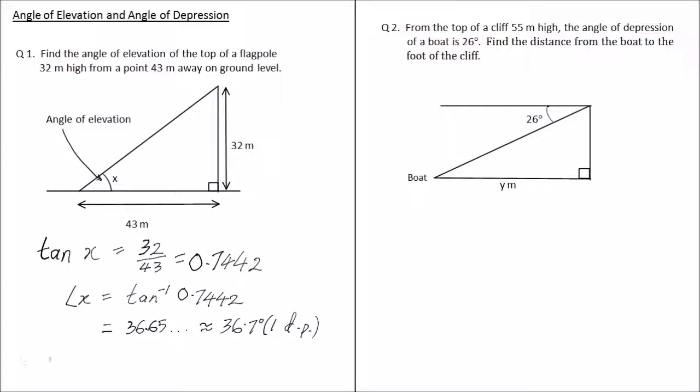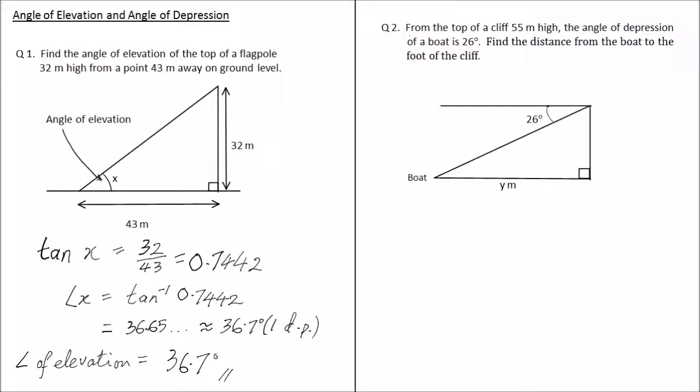So let's write down the statement. Angle of elevation is equal to 36.7 degrees. Now let's go to question 2.